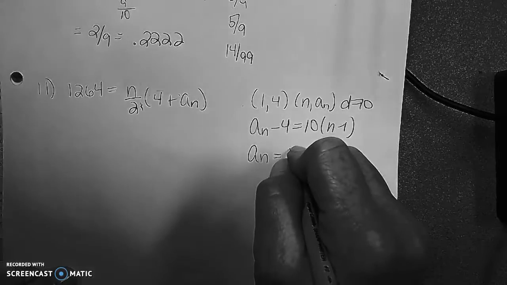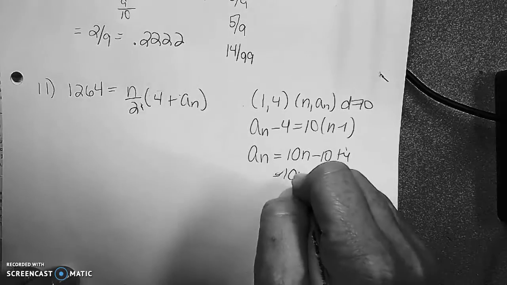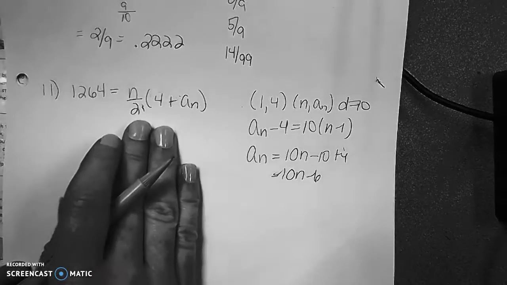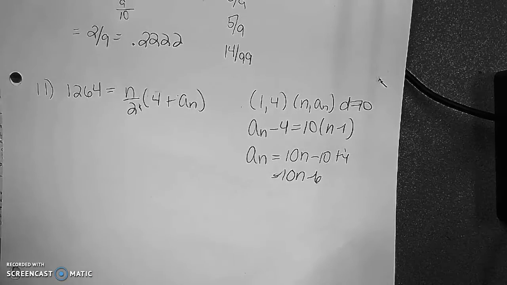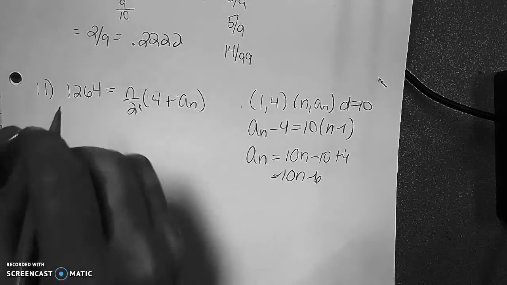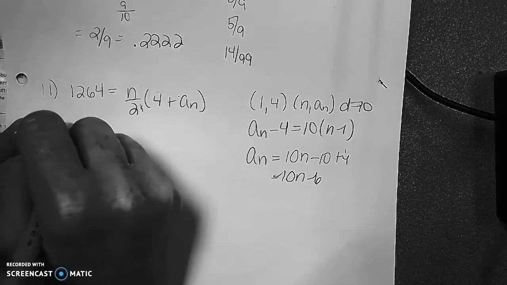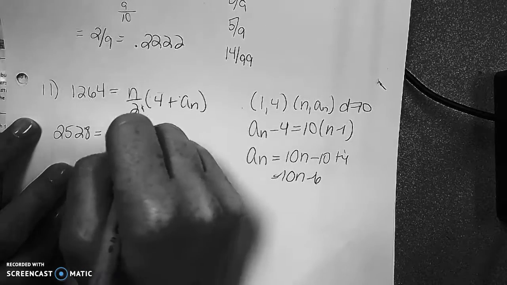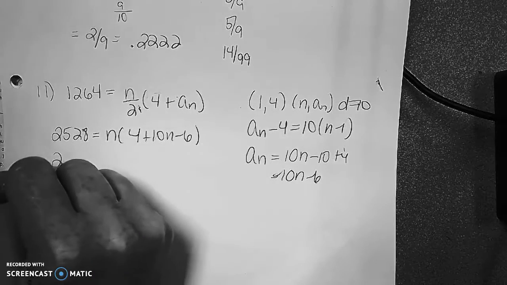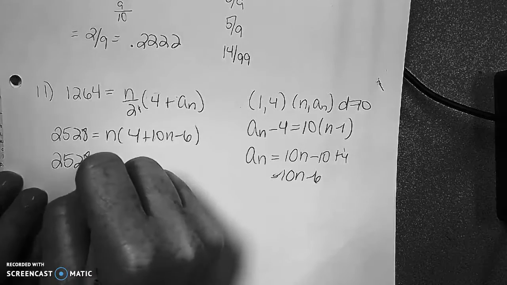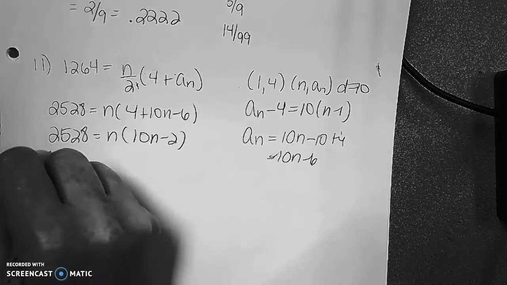And so I'm going to solve for A sub n. I get 10n minus 10 and then plus 4, so 10n minus 6. That means I'm going to go to my other equation, and every time I see A sub n, I'm going to plug in 10n minus 6. Now, one thing I'm going to do is multiply by 2 because I do not like dealing with fractions. So if I multiply by 2, I get 2,528 equals n times 4, plus 10n minus 6. So 2,528 will equal n times 10n minus 2. Let's distribute.